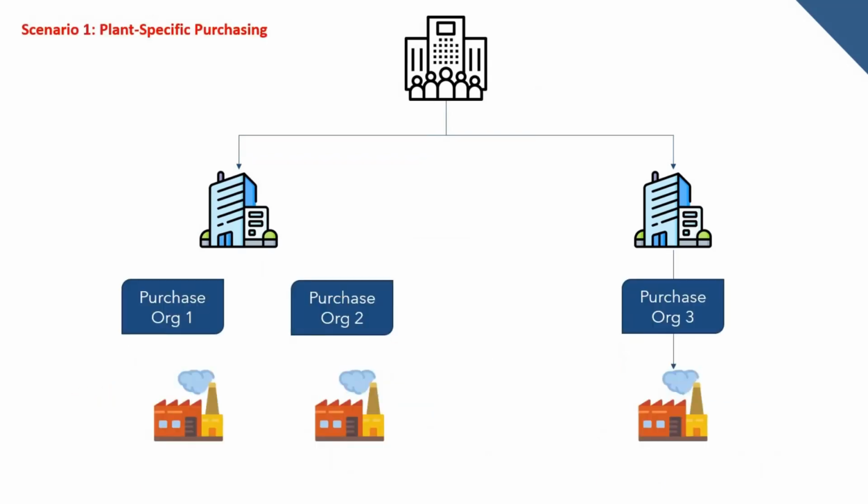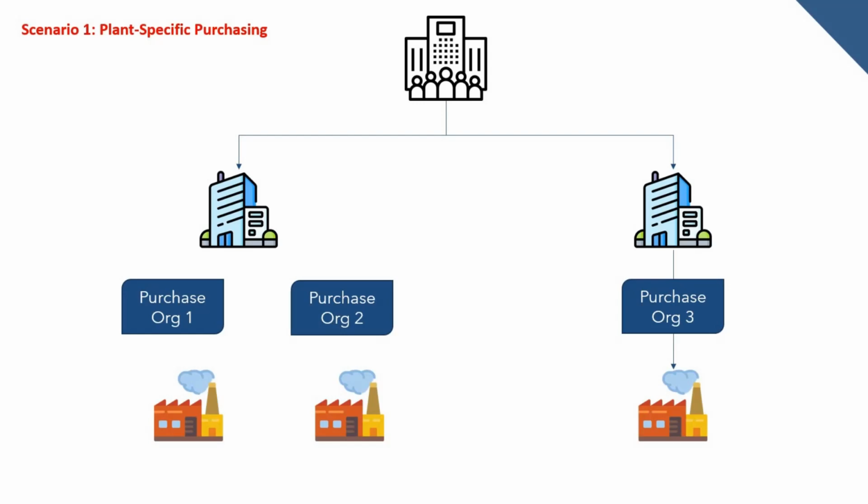So let us take scenario 1. As I said, there will be a purchasing organization in each and every company, or you can say the client, because the client is the highest level. Below that client you have a company code, and then you have the plant. So we will be having the purchase organizations. You can have multiple purchase organizations, or you can have one purchase organization, or you can have a centralized purchase organization.